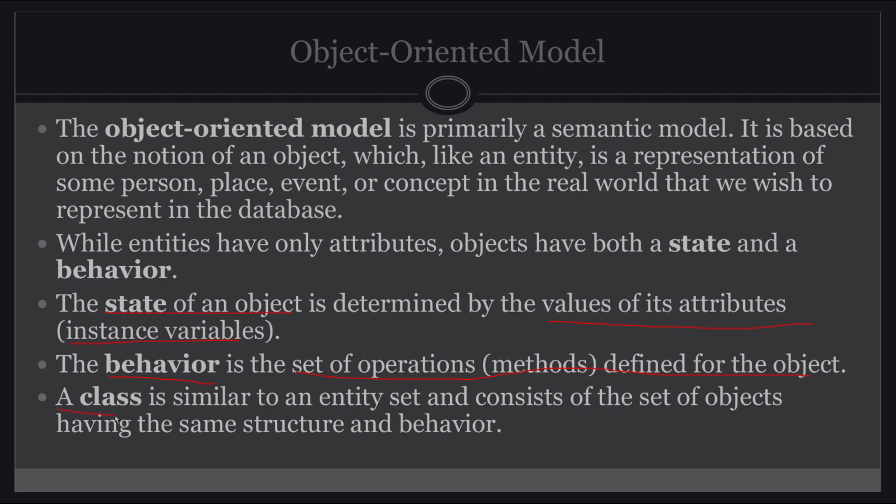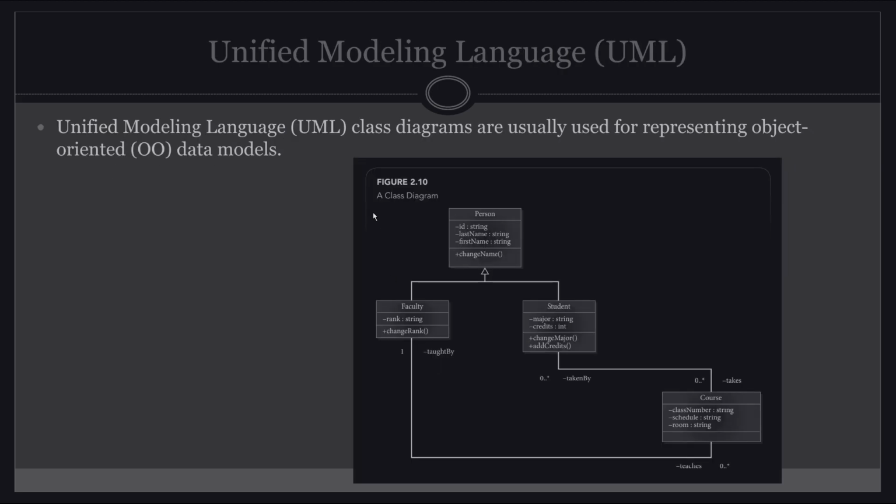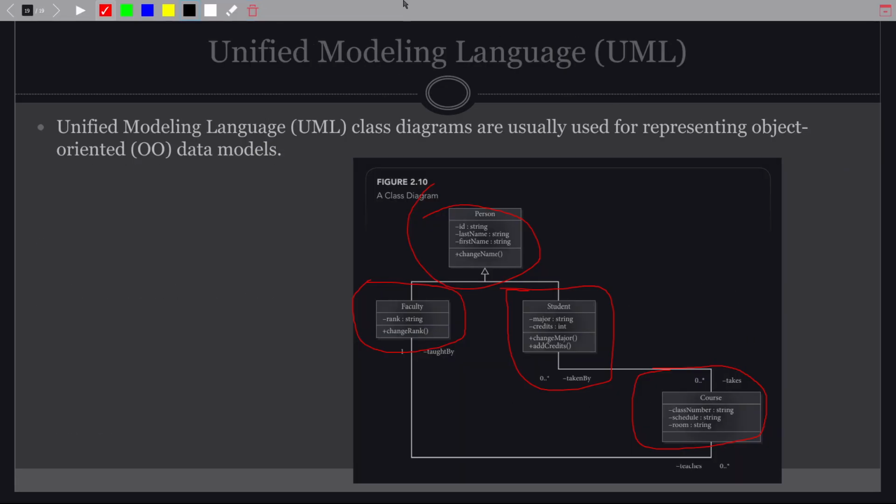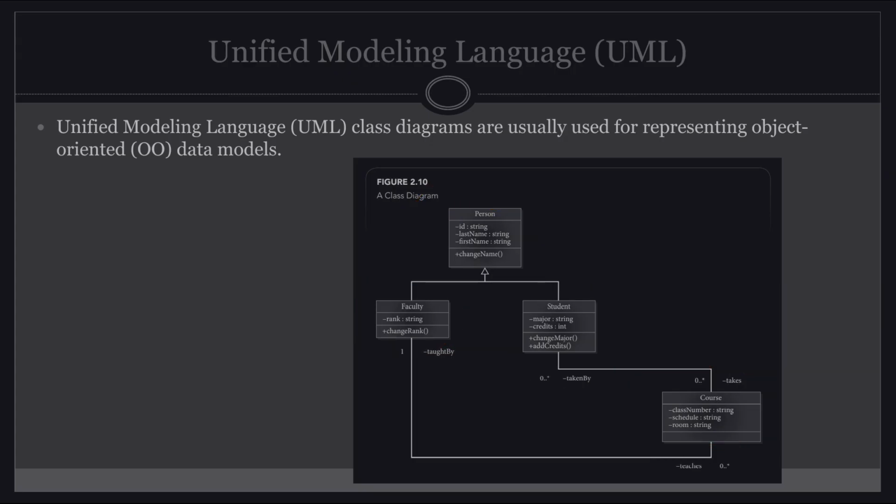And a class is similar to the entity set, and it consists of a set of objects having the exact same structure and behavior. And you can represent that using UML. But this is complicated and usually not really, maybe too far away from what we're doing. So it only gets 2 slides of coverage. Okay, that concludes this lecture, I suppose.